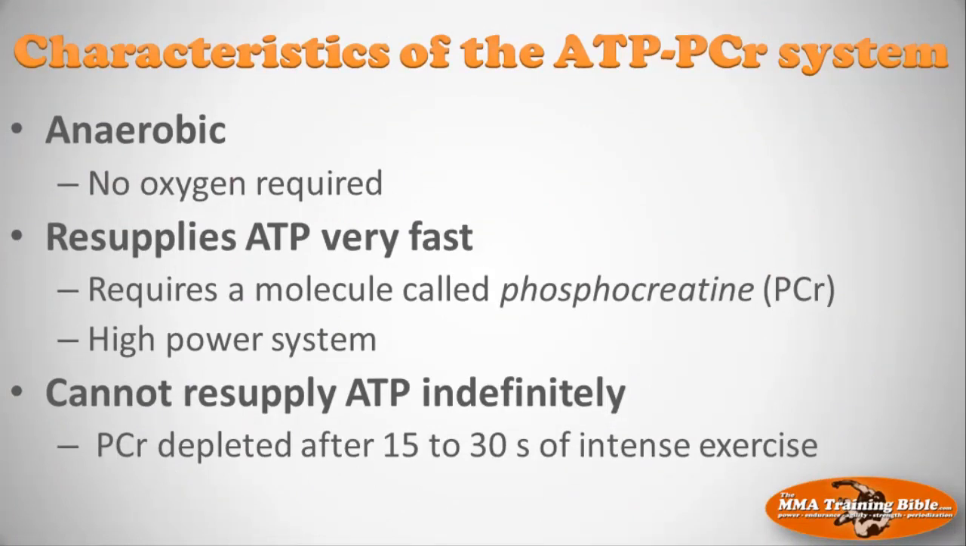So what are the key characteristics of this system? Well, number 1, it's anaerobic, and that means that it doesn't require oxygen to produce ATP, and that's important. It supplies ATP at a very fast rate, so it's a very high power system, but it relies on this molecule called phosphocreatine. And you may recognize the last half of that, creatine, because it's basically influenced by the supplement creatine, which I'm sure that you've heard of or maybe even use. The thing about this system is it cannot resupply ATP indefinitely. Really, it's going to be depleted in as quick as 15 to 30 seconds of intense exercise, so we need a way to resupply ATP, and it's going to come from another system.